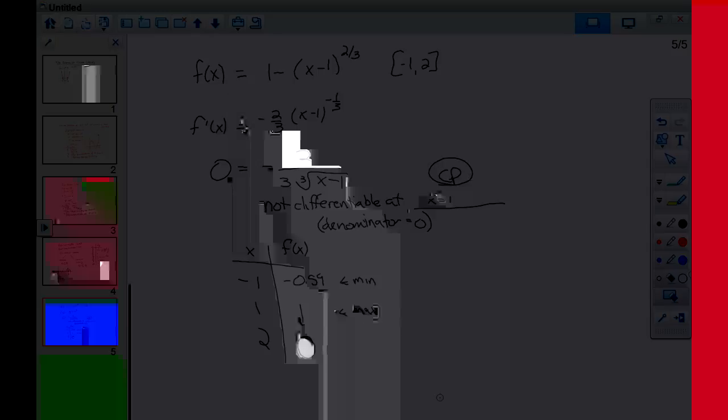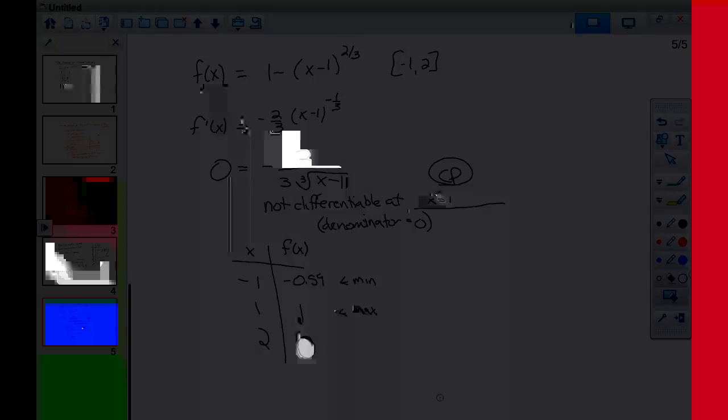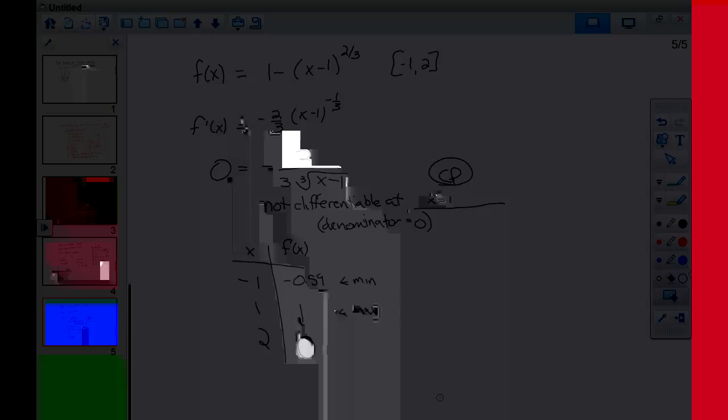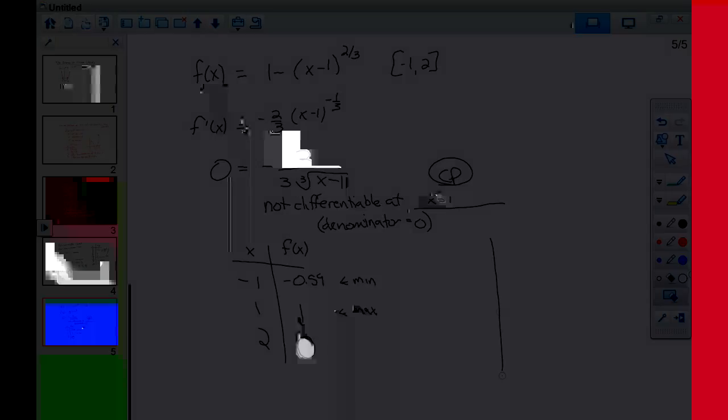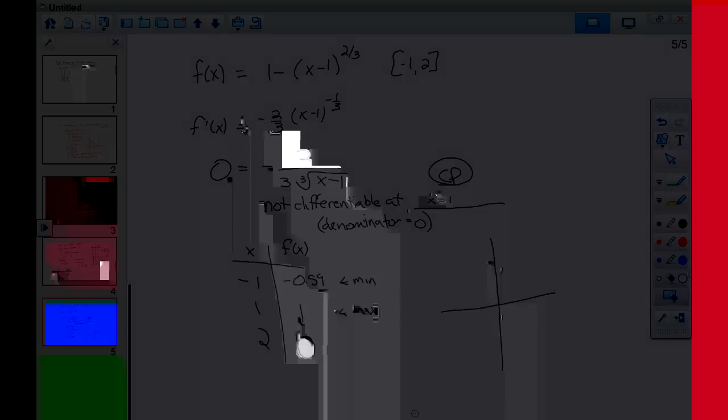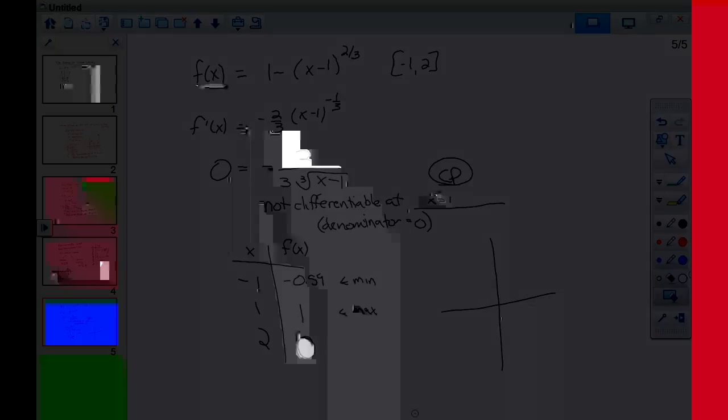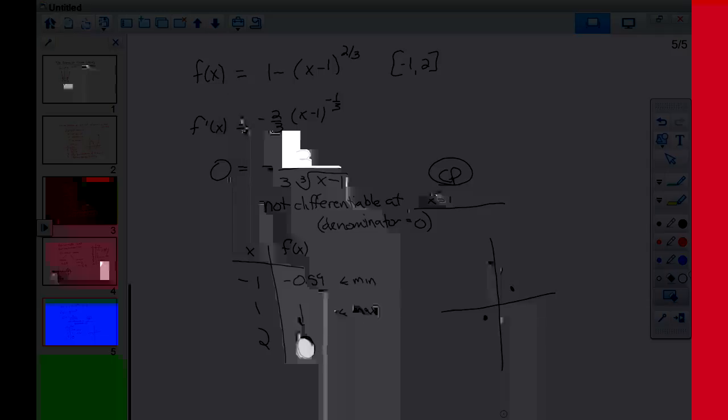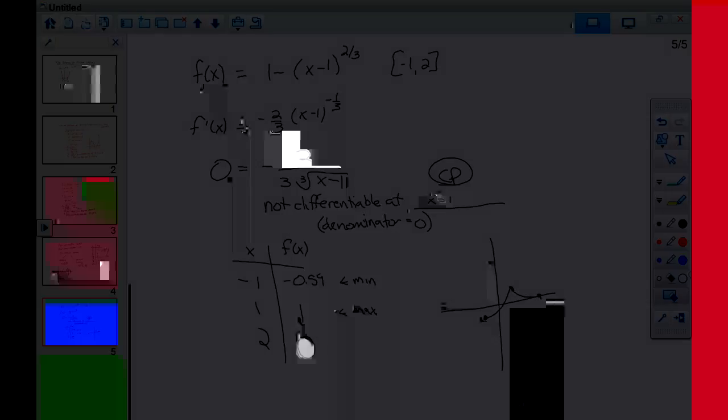It's critical because something happens there, increasing to decreasing or the like. We don't care. We just think, hey, look at that. It's the tallest spot. Awesome. Done with my calculus. This function looks like that.